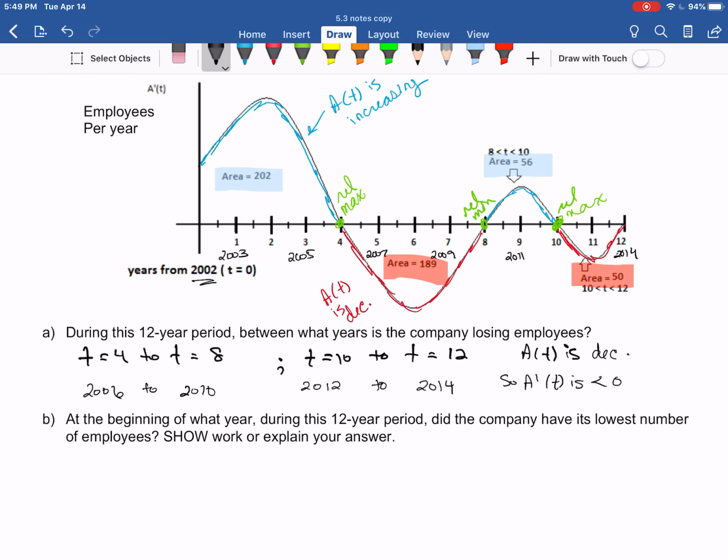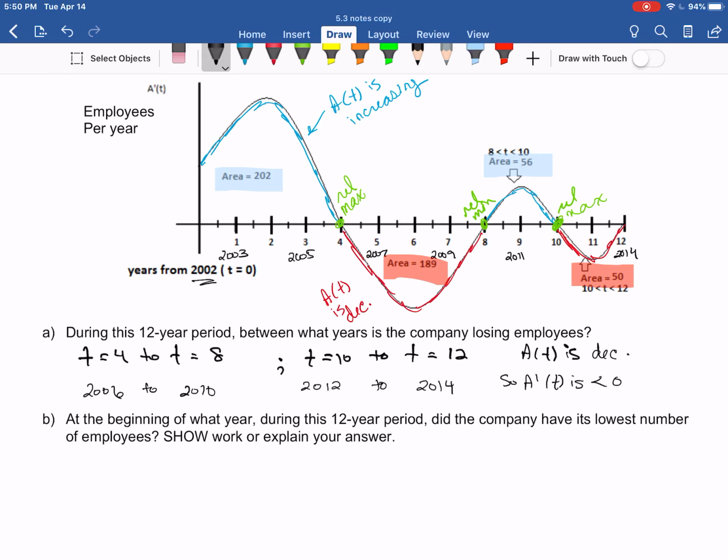So think about what's happening at the beginning. At the beginning, in 2002, I am hiring people at my company. The number of employees that I'm accumulating is going up, and this continues to take place until 4 years later.